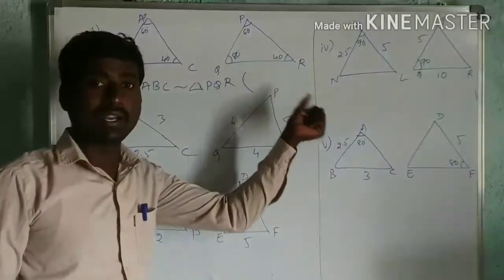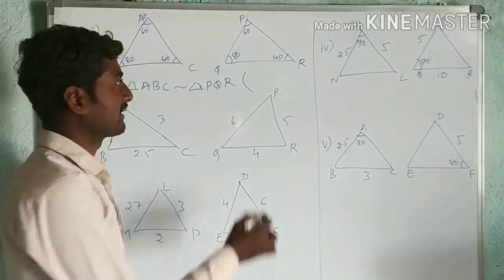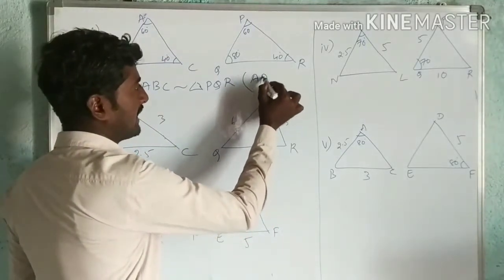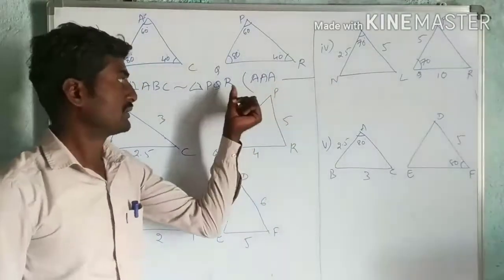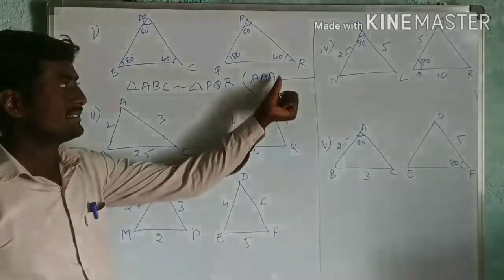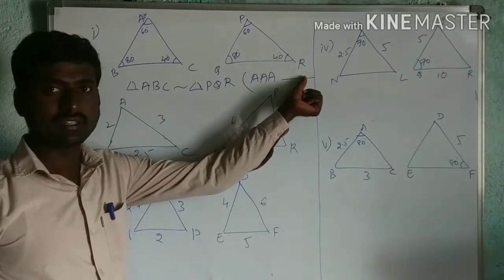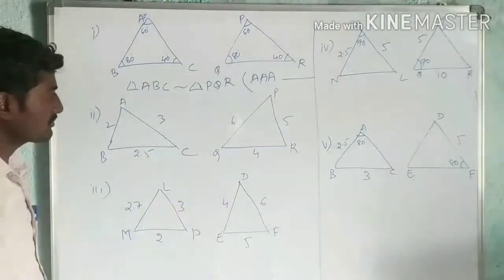Then we have to write which criterion we used. So which is that? AAA similarity criterion. Right. So triangle ABC is similar to triangle PQR by the AAA similarity criterion. You have to give the reason also. Then I'll go for the second diagram.